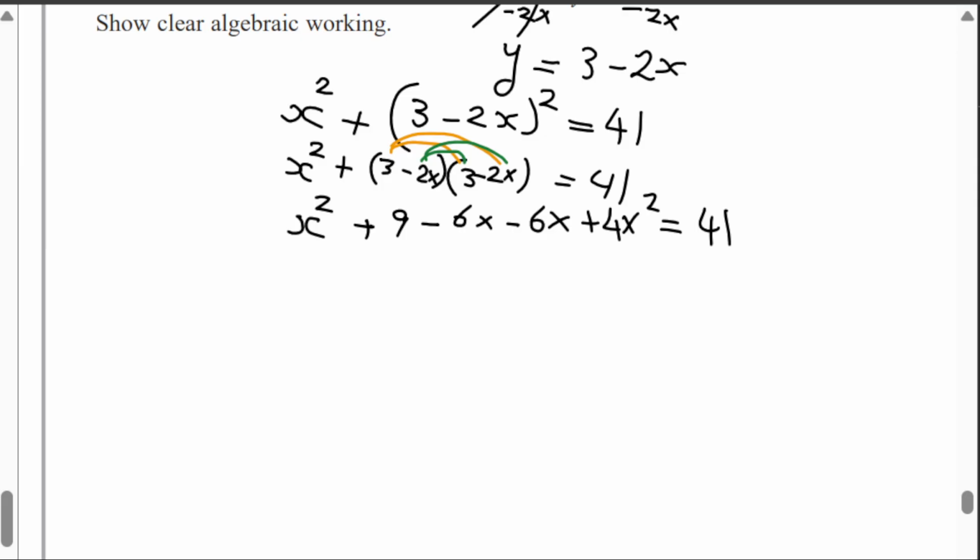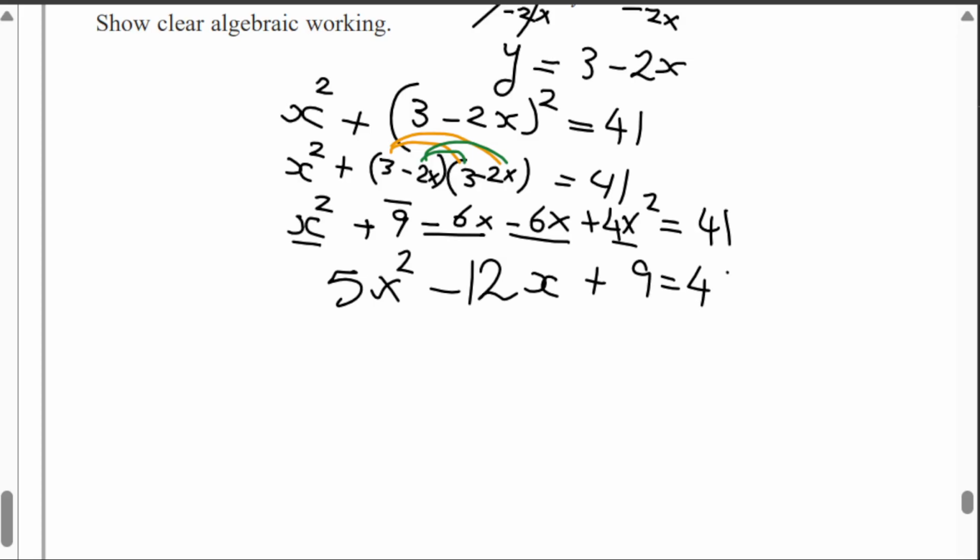Now, let's combine like terms. x squared and 4x squared will be 5x squared. And then minus 6x and minus 6x look alike, so it's minus 12x. And then this is plus 9 equals 41. Now let's bring this 41 to the other side, so you will have 5x squared minus 12x plus 9 minus 41 equals 0.